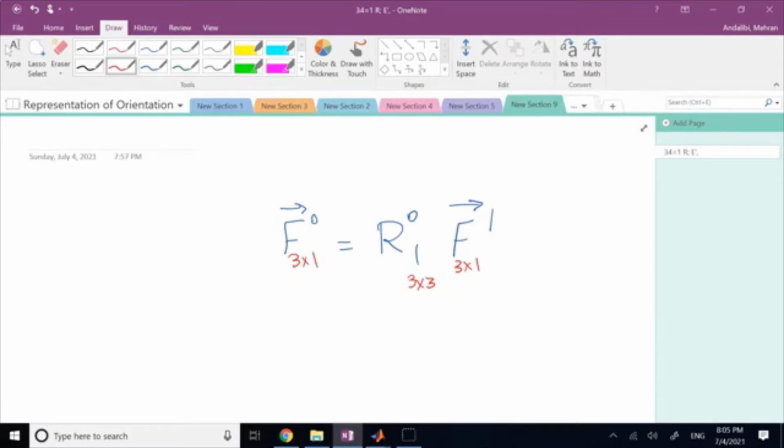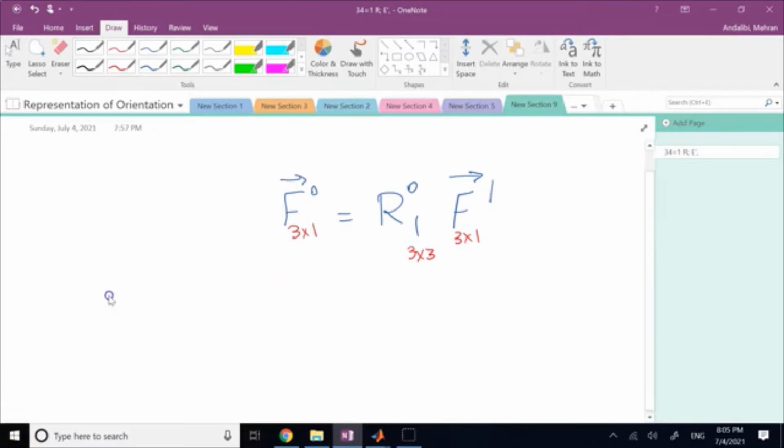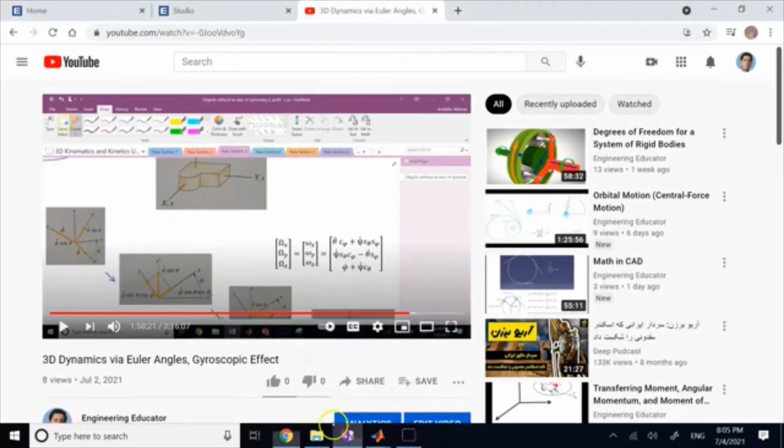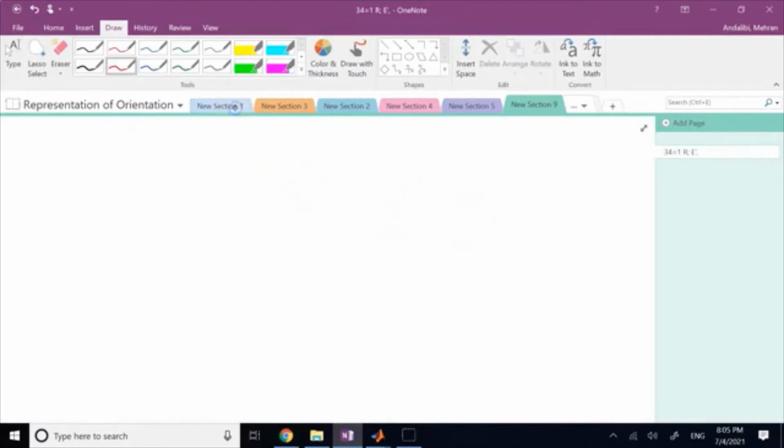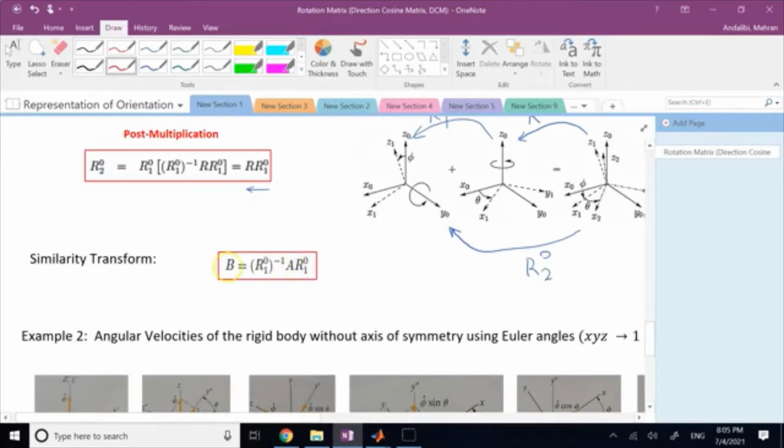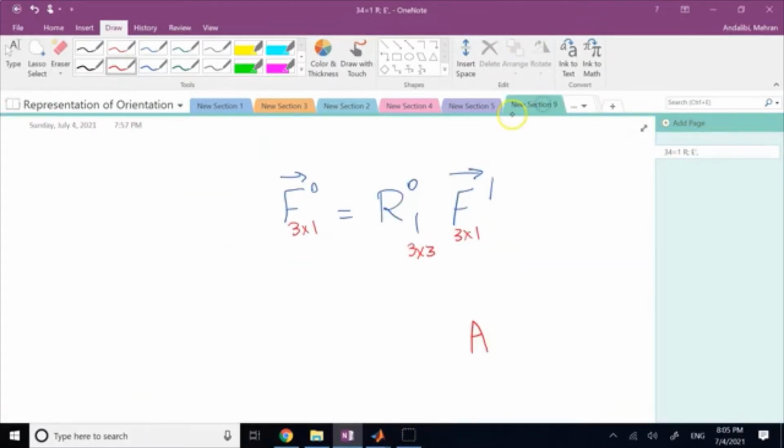Now, the question is this. What if you have a matrix in frame 1, like A, and now you want to show it in frame 0? So A is in frame 1 and B is in frame 0. Correct? So this guy is written in frame 0, this guy is written in frame 1. And this matrix, okay, this has to be a 3 by 3 actually.